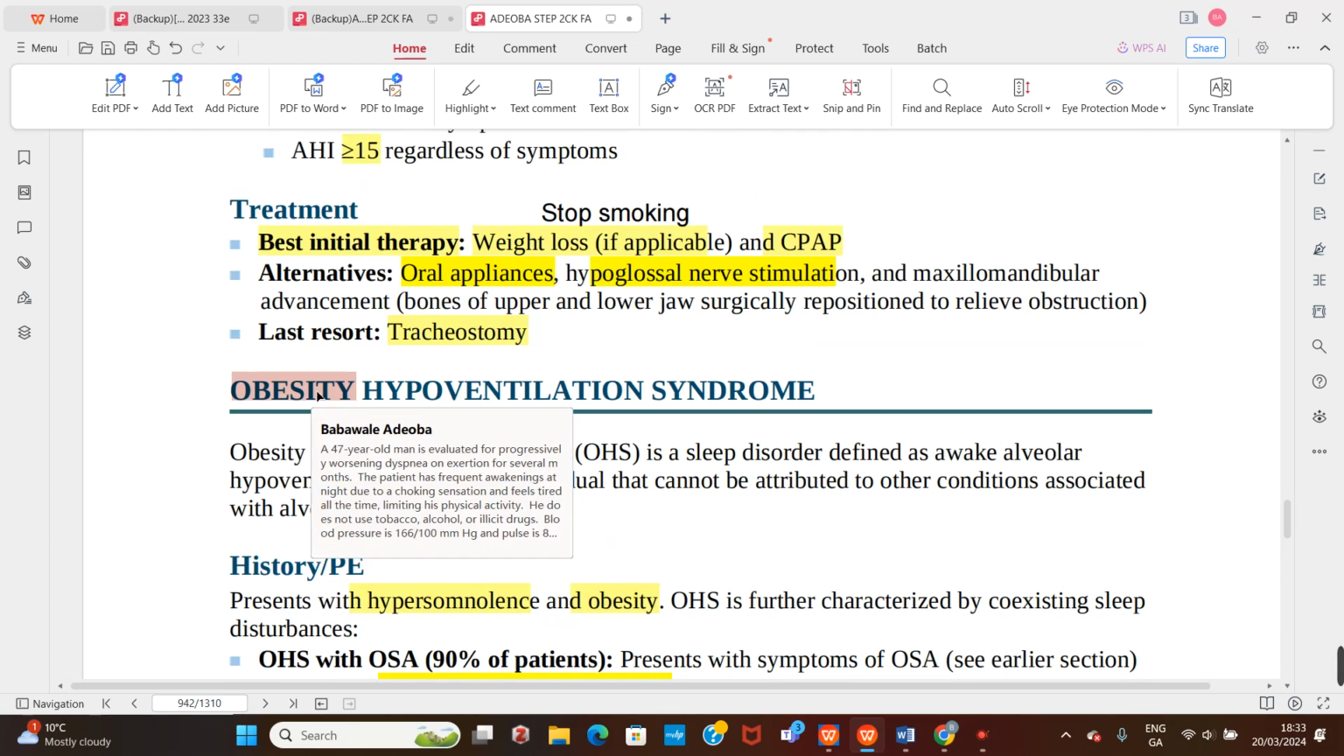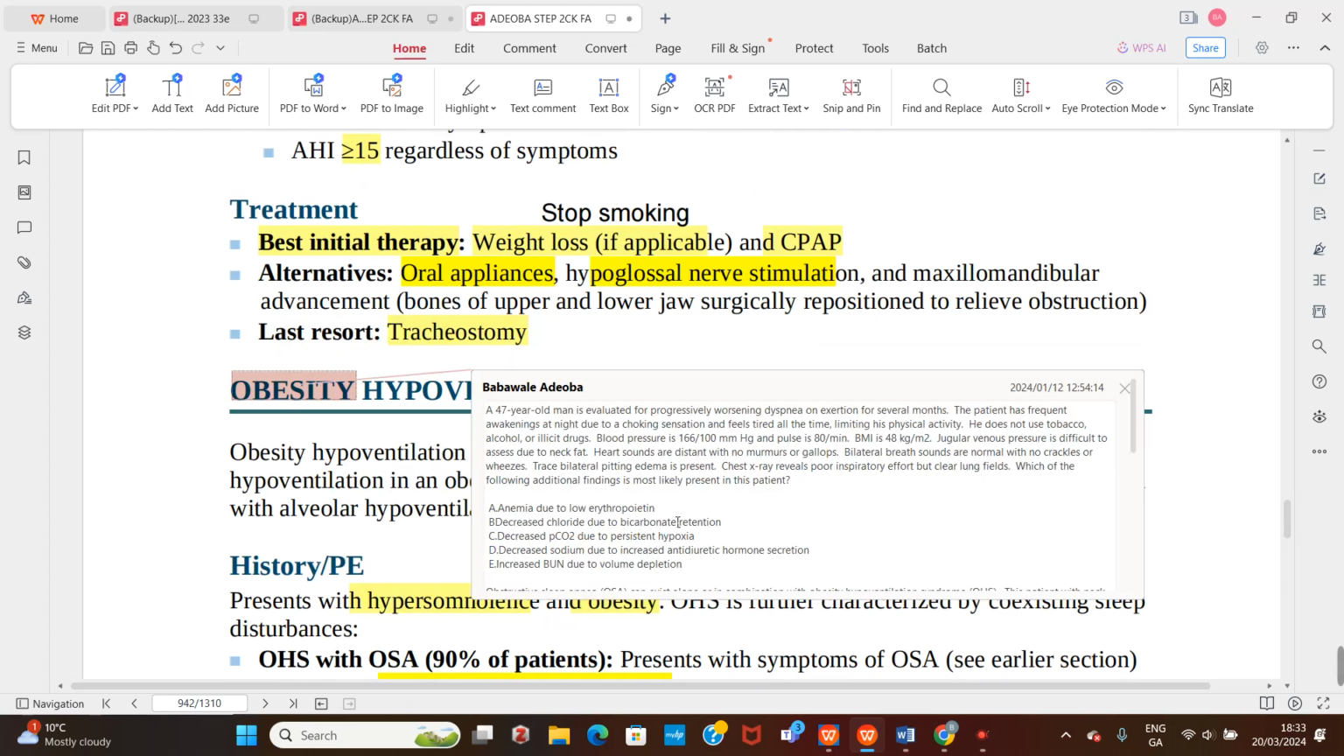Let me see. I think there's a question here. Let me just see. I don't know what is there. Okay. A 47-year-old man is evaluated for progressively worsening dyspnea on exertion for several months.